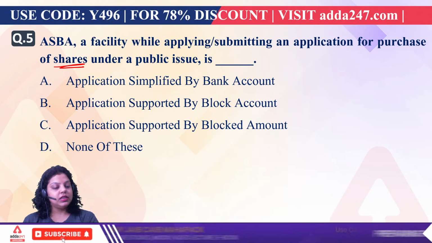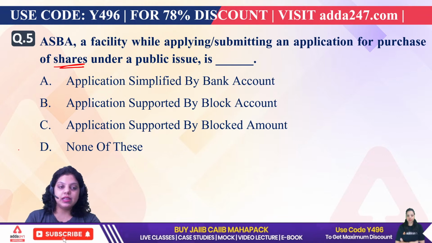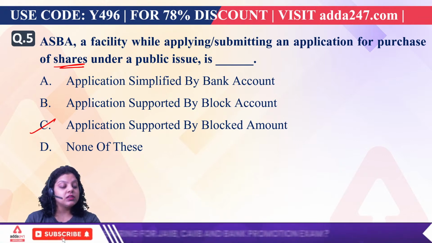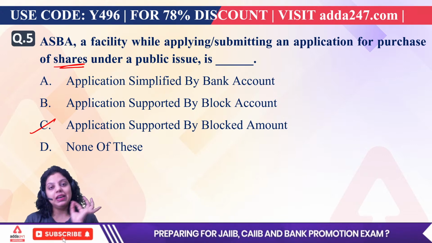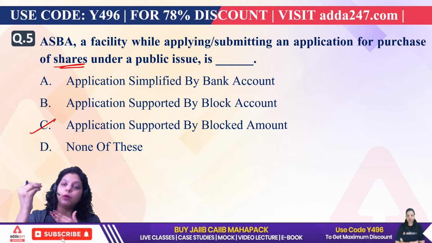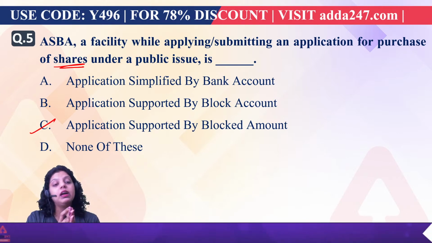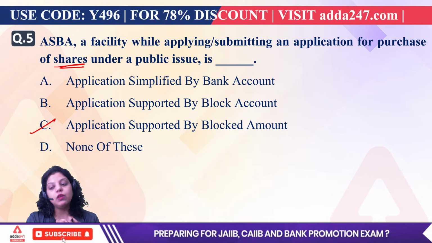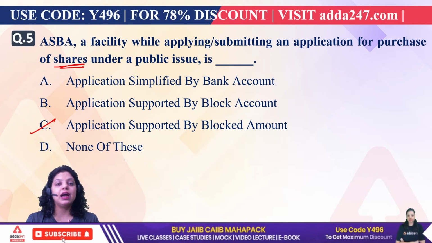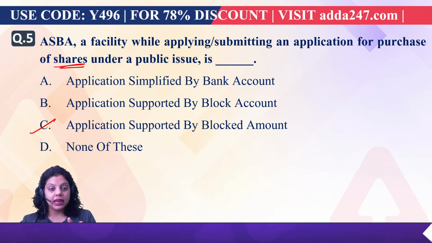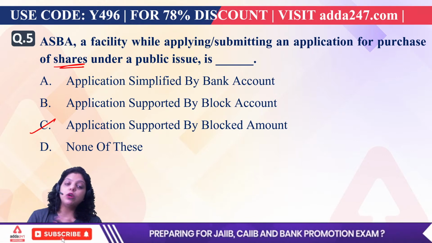So fifth is C. Everyone is going with the C option. That is correct. Application supported by blocked amount. So application supported by blocked amount is simply an application a person gives to the bank to block a certain amount of money in my account because I want to purchase a certain new issue. So what I am saying here, let's say for example, I want to purchase the IPO of LIC. Let's say LIC is issuing its IPO and I want to purchase that.